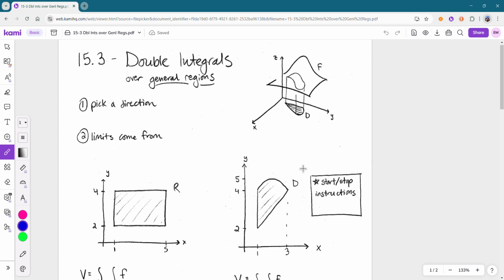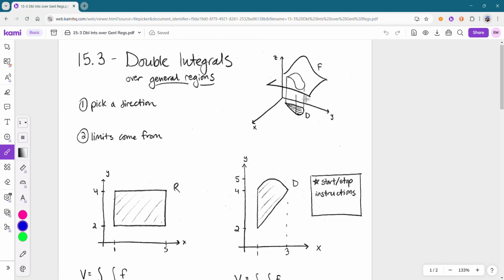Welcome back, everybody. Today we're going to build off our work with integrating over rectangles and see how we can integrate over more general regions. This makes perfect sense since no matter what our region looks like in the XY plane, we have a function over top. We can ask what the space is, the volume that our graph is bounding. I claim there are two main points to keep in mind here.